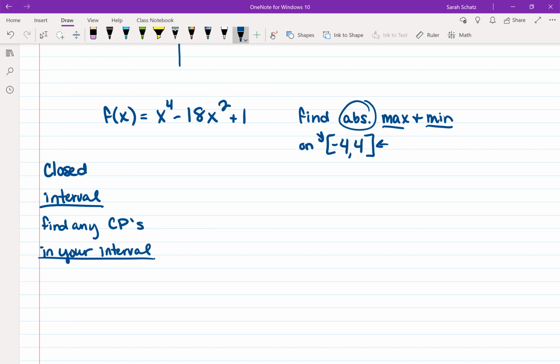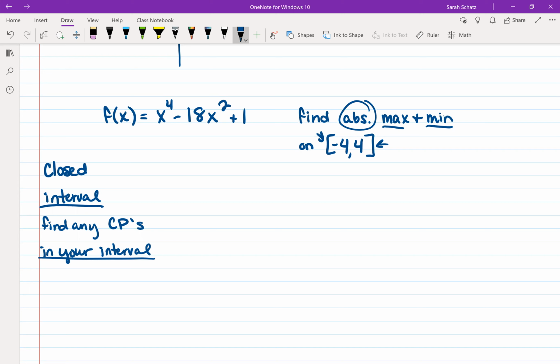So we are in chapter 12. Our first step is going to be to take the first derivative. I've got to find the critical points. All right, so what's the derivative of this? Well, this is just straight power rule. This is just going to be 4x cubed minus 36x.